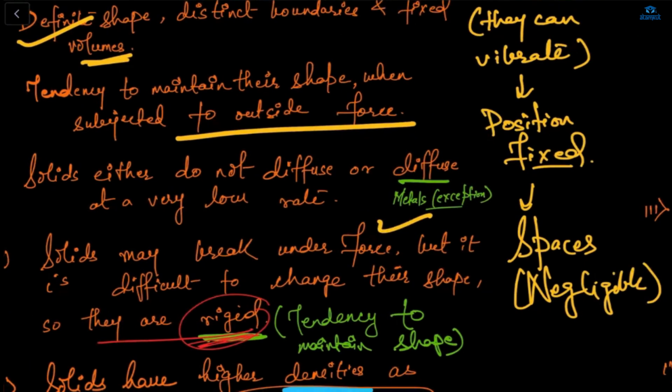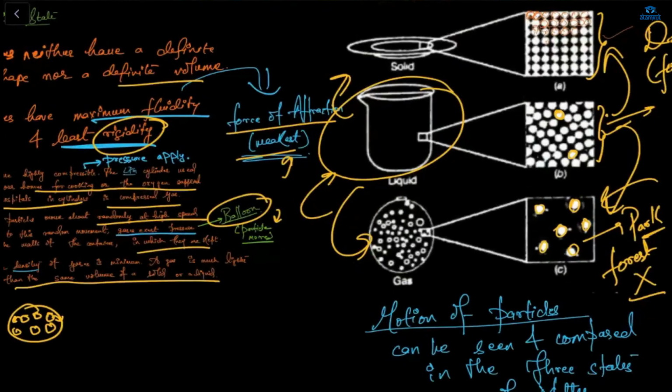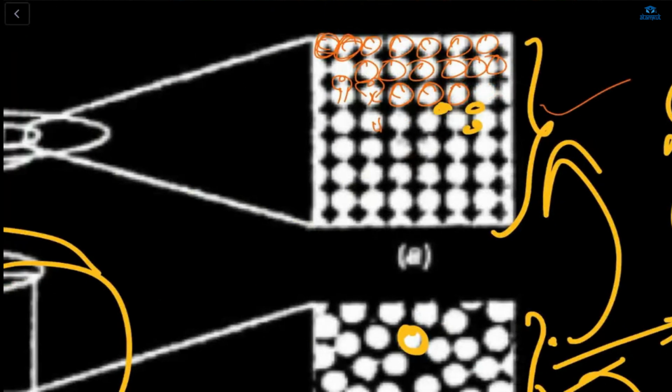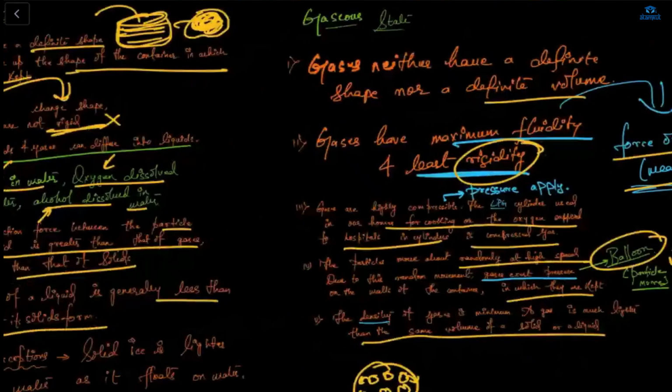So the spaces in the solids are very negligible. Negligible मतलब होता है कि एकदम ना के बराबर. The spaces here are very negligible, as you can see. कि space जो है वो है ही नहीं, right? Spaces are very negligible. So this is our solid.